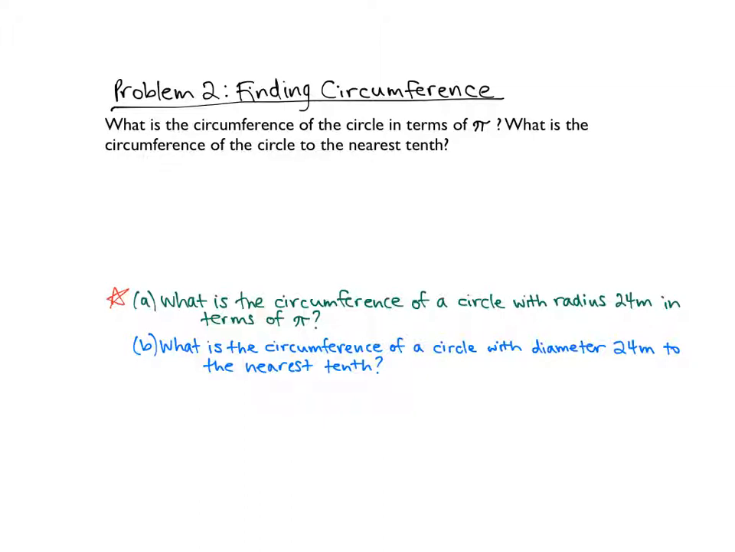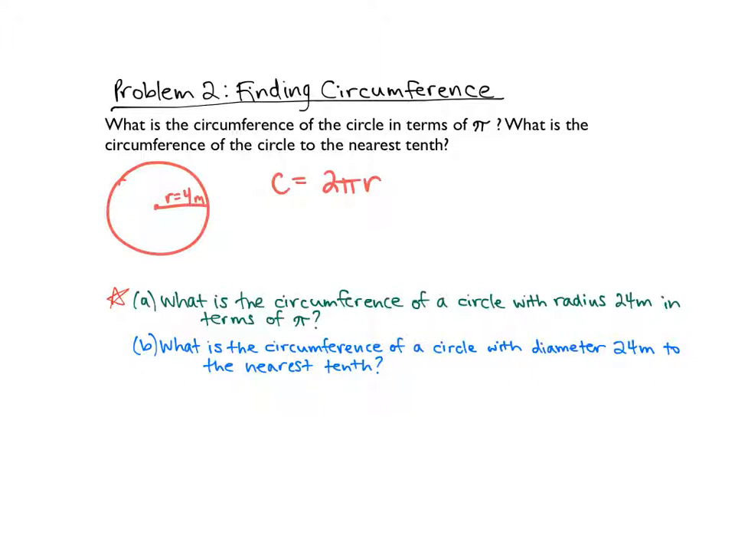What is the circumference of the circle to the nearest tenth? Well, this does not have a circle. So, sorry about that. Let's draw a circle. Let's give it a radius of 4. And let's solve. So circumference is 2 pi r. Let's call this 4 meters, so we can have a unit.